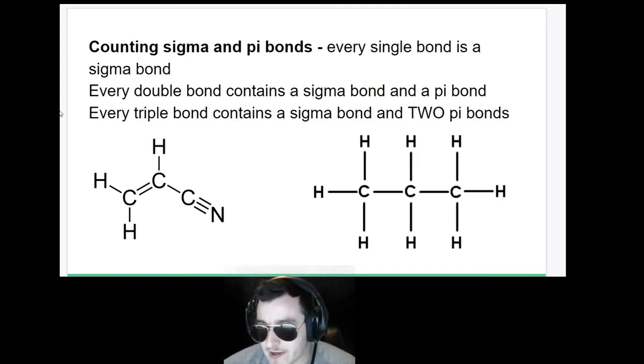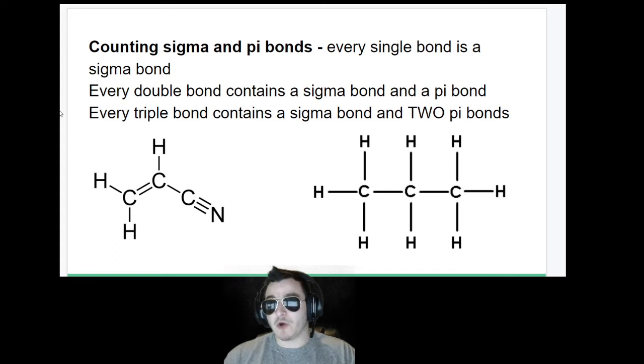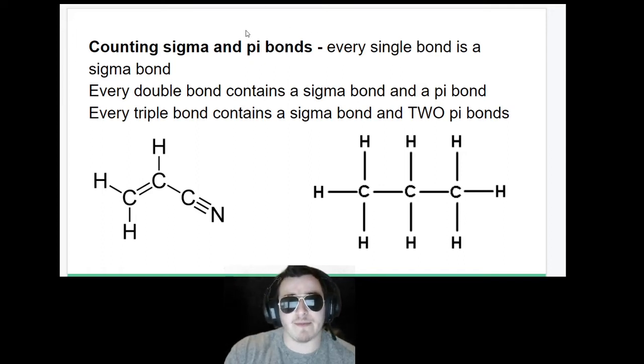The sigma bond is the first bond formed between any two atoms. So these two atoms are getting together. They know they're going to get into a relationship with one another. They don't know if it's going to be a single, a double, or a triple bond, but they know they're going to get together in some way, shape, or form. And so they're going to initially form that first bond. And it's the strongest. The sigma bond is much stronger than a pi bond. Every single bond is a sigma bond.